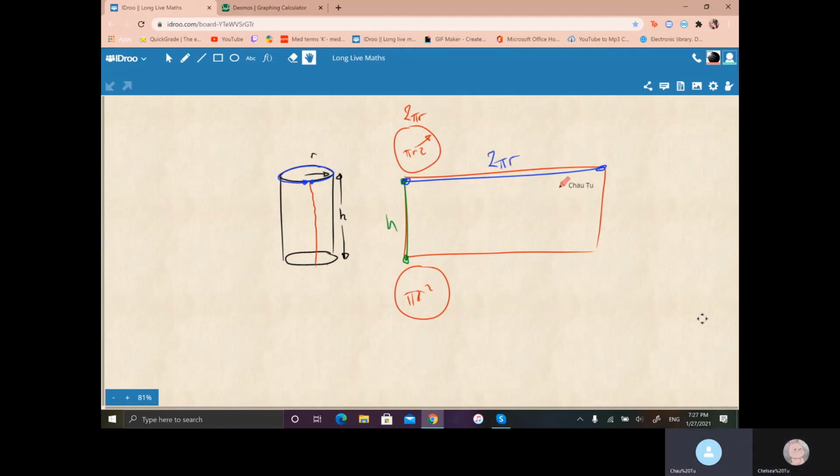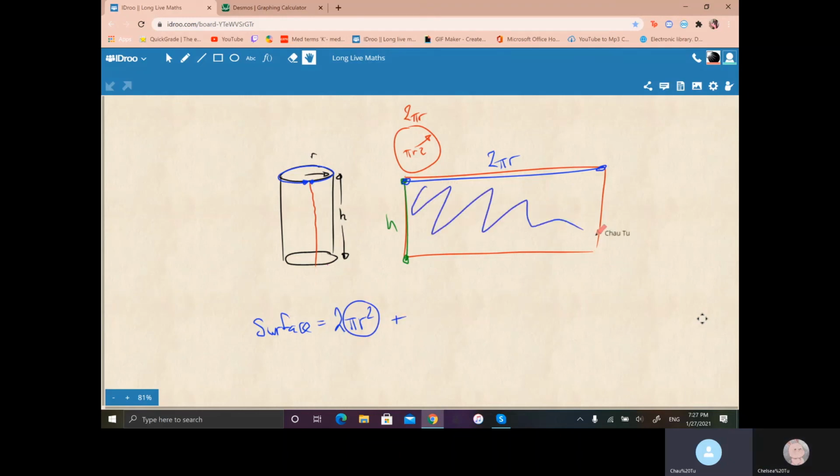So what's the surface area of a cylinder? Surface equals what? 2 pi r squared. Oh yeah, because that's like 2 circles, isn't it? Plus the sheet, the metal, the middle sheet. What's that area? 2 pi r h. Yeah, that's your surface area.